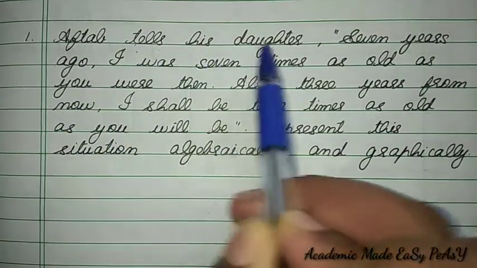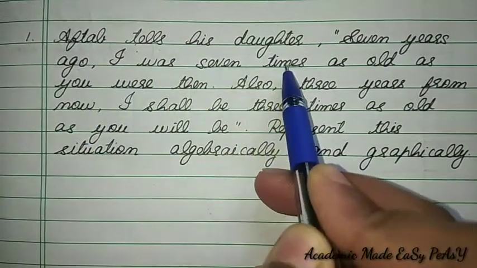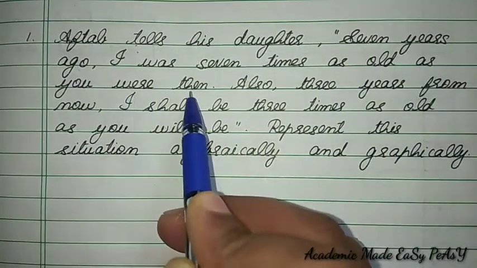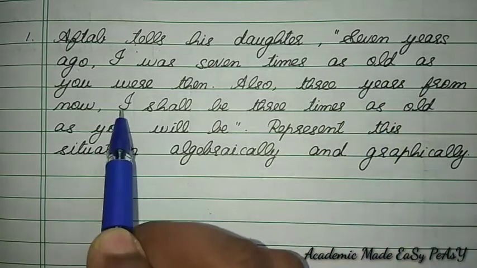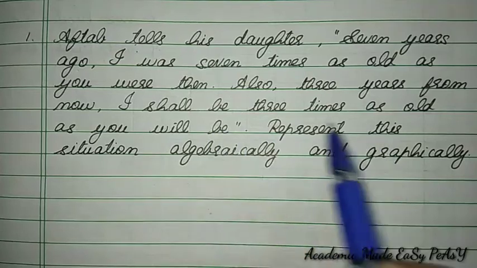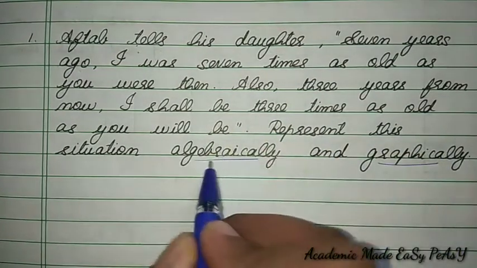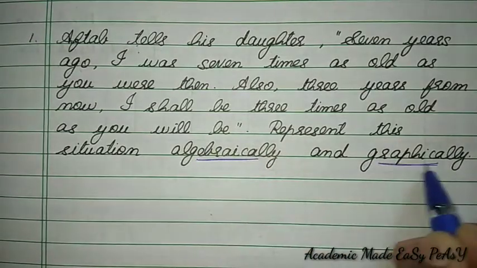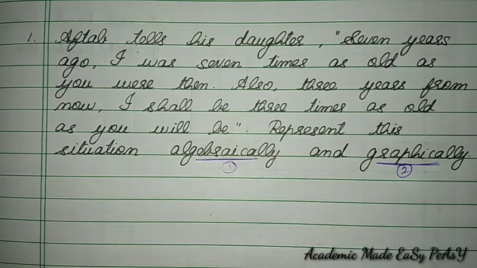So question 1. Aftab tells his daughter, 7 years ago, I was 7 times as old as you were then. Also, 3 years from now, I shall be 3 times as old as you will be. Represent the situation algebraically and graphically. So you see, we will be having two parts. One is algebraically, the second is graphically.